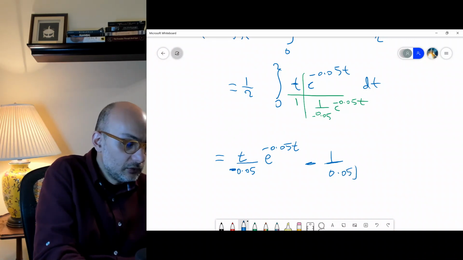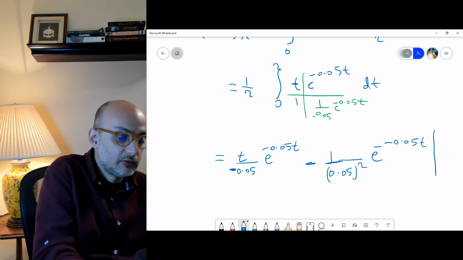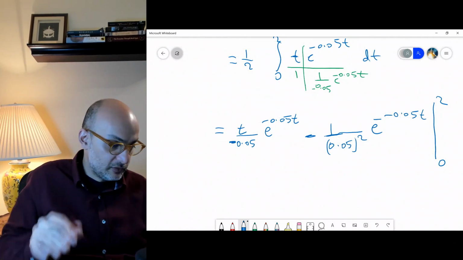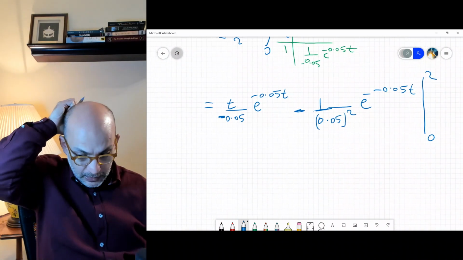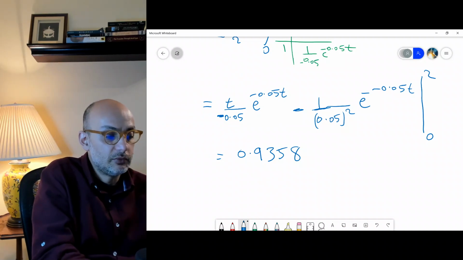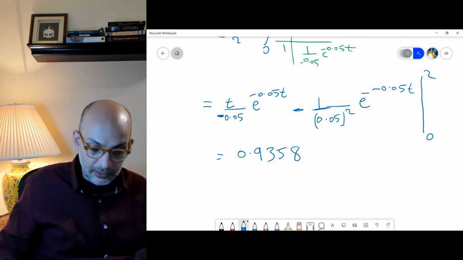0.5 to 2, multiplied by e^(-0.5t), and we need to evaluate the whole function from 0 to 2. If you evaluate it from 0 to 2, after a little bit of calculation, this will become 0.9358, right? If you just plug in your numbers, you should get this number. Just to double check, yeah, good.